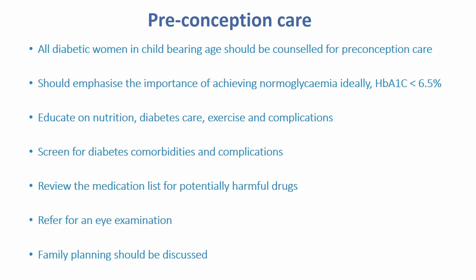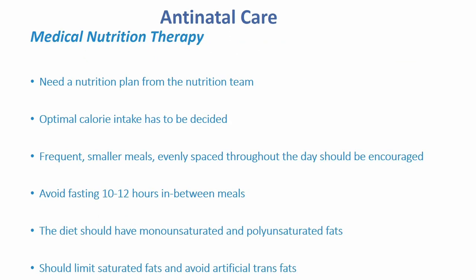prescriptions if necessary. And we need to refer them for eye examination once they get pregnant, especially because pregnancy is a major risk factor for the progression of diabetic eye disease. And family planning should be discussed, and we should arrange if the patient's blood sugar is not controlled to optimum level before pregnancy. Once the patient is pregnant, it becomes a teamwork, a multidisciplinary care.